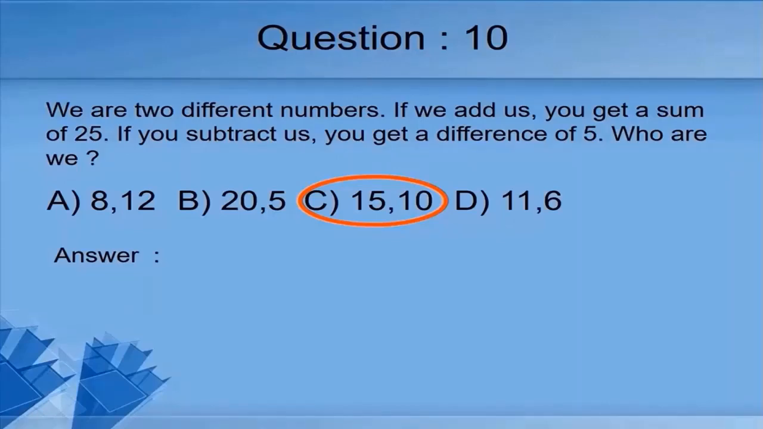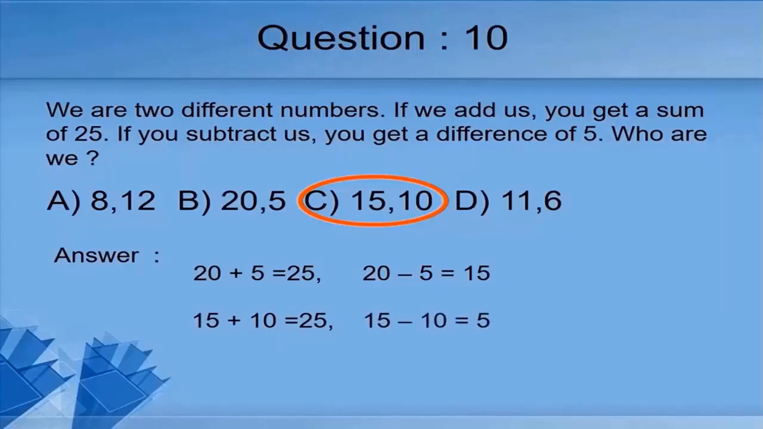So we will take B and see which satisfies this condition. 20 plus 5 is equal to 25. 20 minus 5 is equal to 15. So this one is wrong. 15 plus 10 is 25. 15 minus 10 is equal to 5. 15 and 10 satisfies the condition. So the two numbers are 15 and 10.